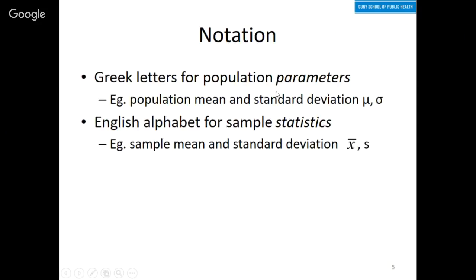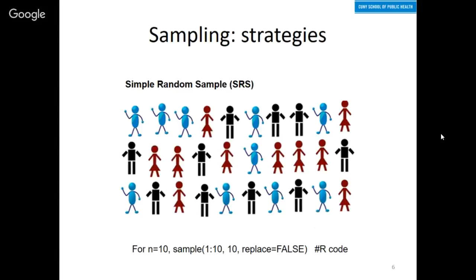So yes, just putting this down here: Greek letters for population parameters like mean and standard deviation, mu and sigma, and English alphabet for sample statistics such as X bar and S for sample mean and standard deviation. These are written down in your syllabus as well as other one.